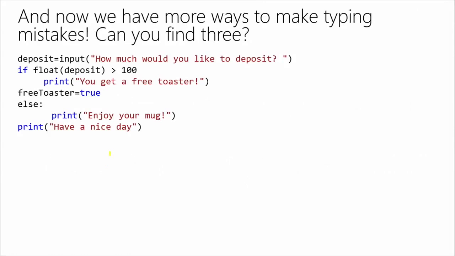But now we have more ways to make some typing mistakes. So Christopher, I'm going to challenge you. See if you can find 3 typing mistakes here. Deposit equals, if float deposit, it should be int, but. Yes, it should be int deposit. Okay, bonus. There might be 4 mistakes because we were just seeing that actually, it should be int.